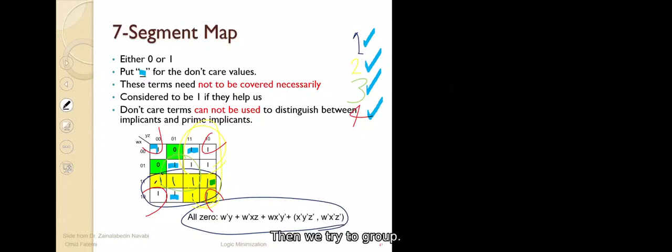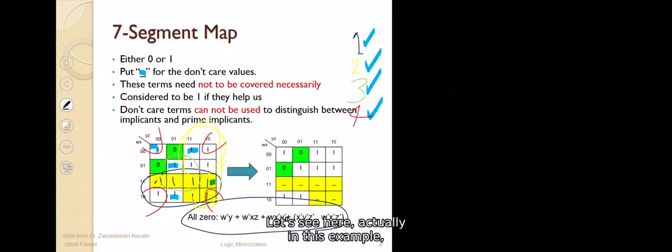Then we try to group, we consider them as ones to make bigger groups. Then for selecting essential prime implicants, if there is only the symbol minus, then we don't select them. Let's see. Here, actually, in this example, if we do this, we reach the same thing. The result would be the same as if you select all ones.